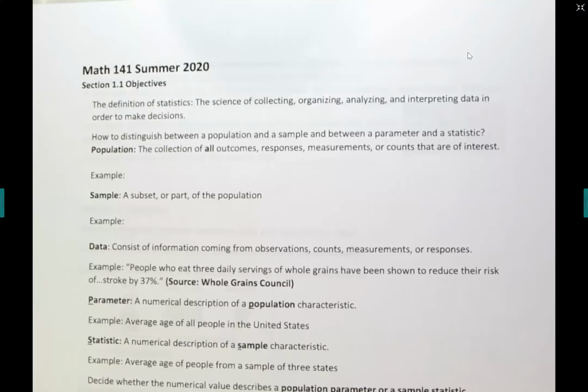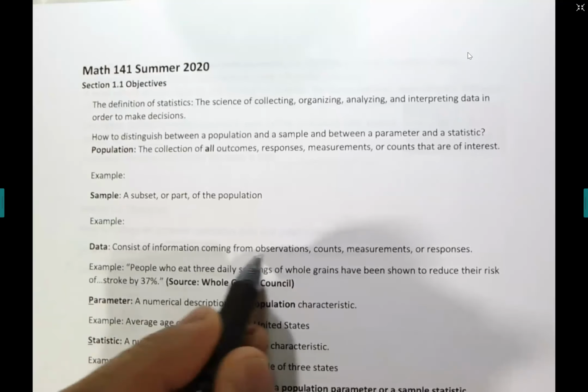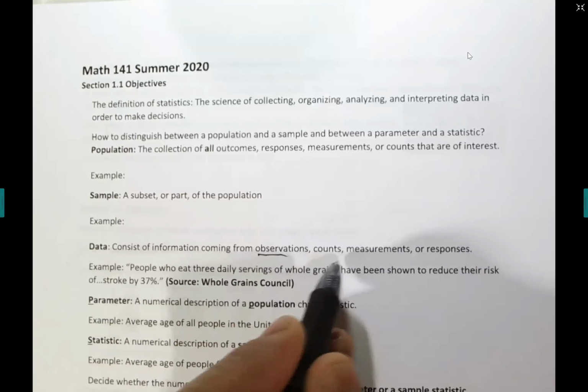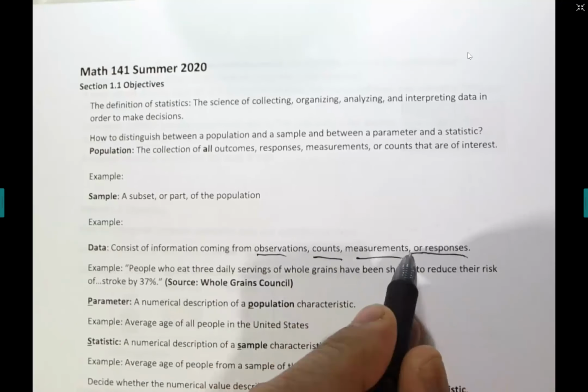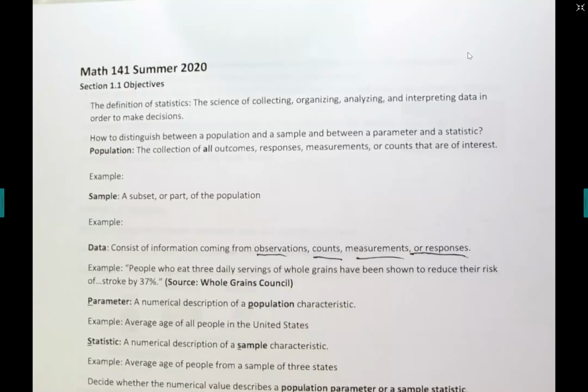The first thing that you need to know in statistics is what data means. What is data? When people say data, collect data, it's information that you collect. It could come from observations or from counts, measurements, or responses from surveys. You do a survey and you ask people questions, and the responses that you get are data that you can use later. So this is what the meaning of data is.